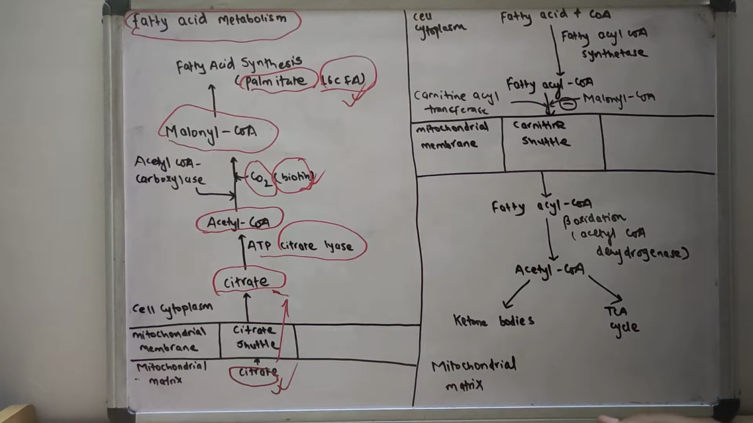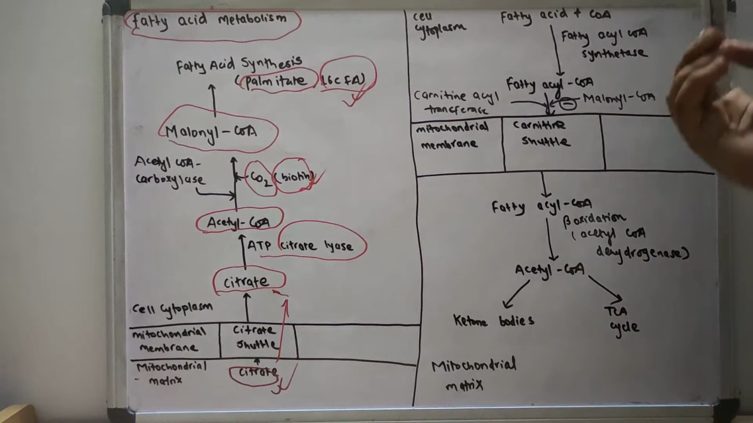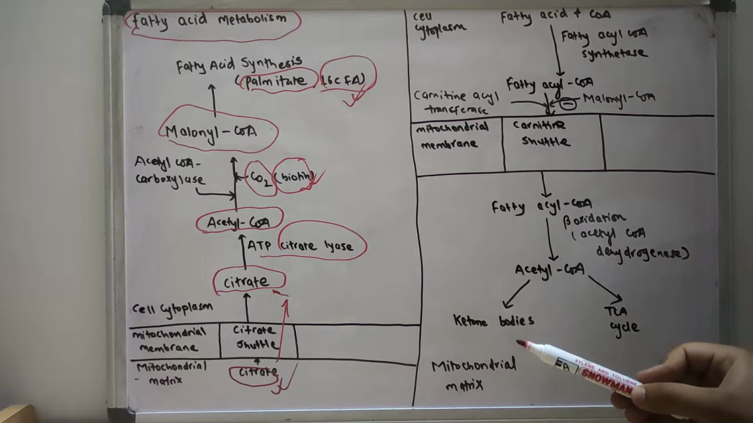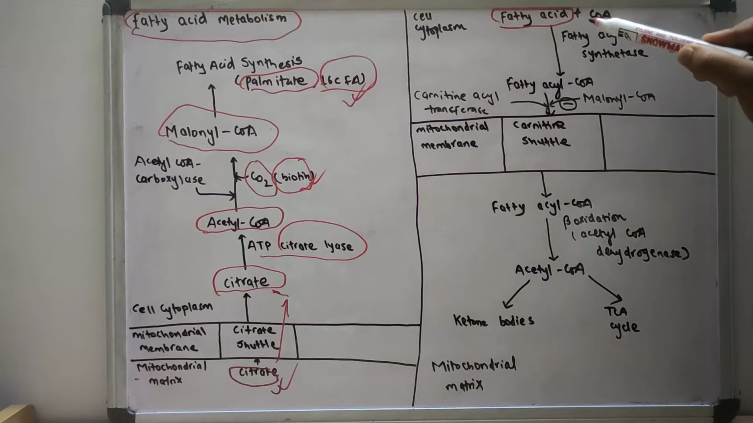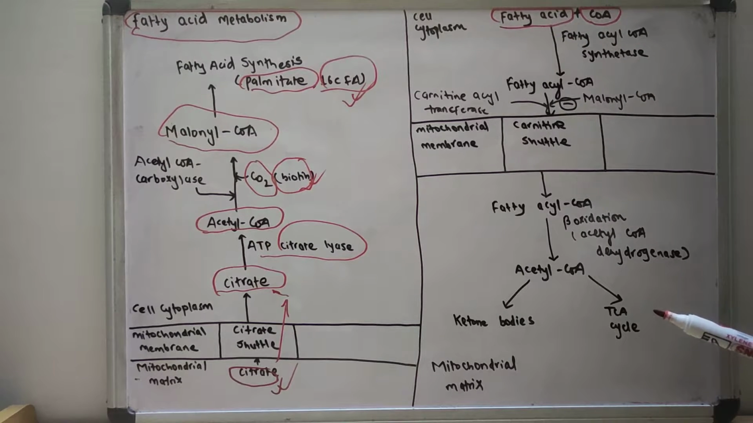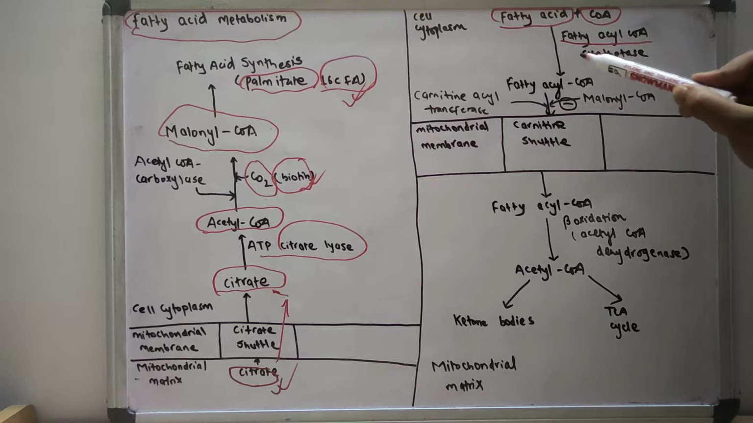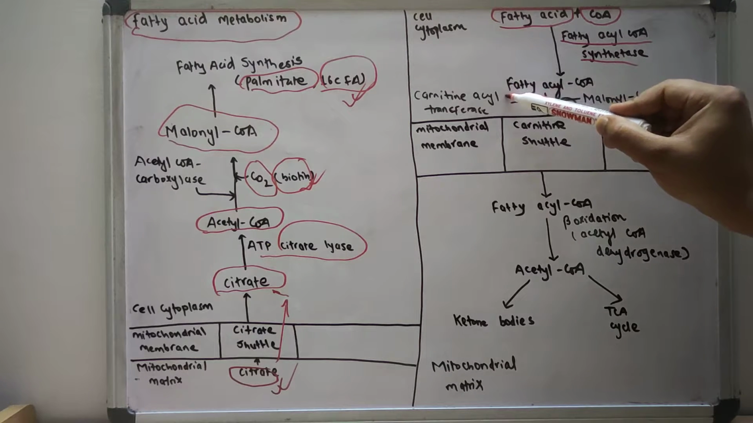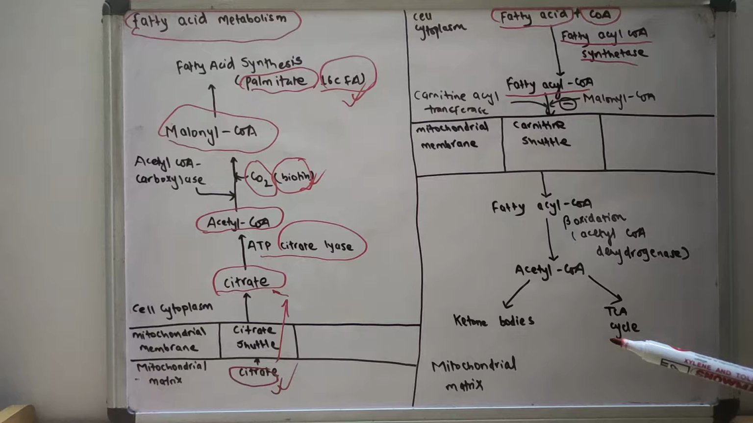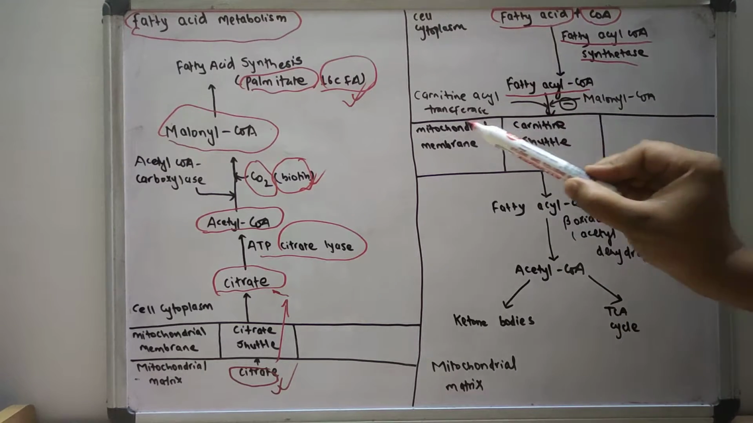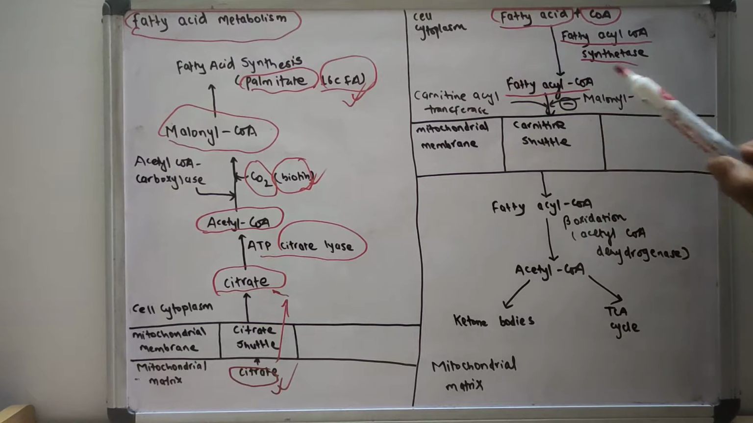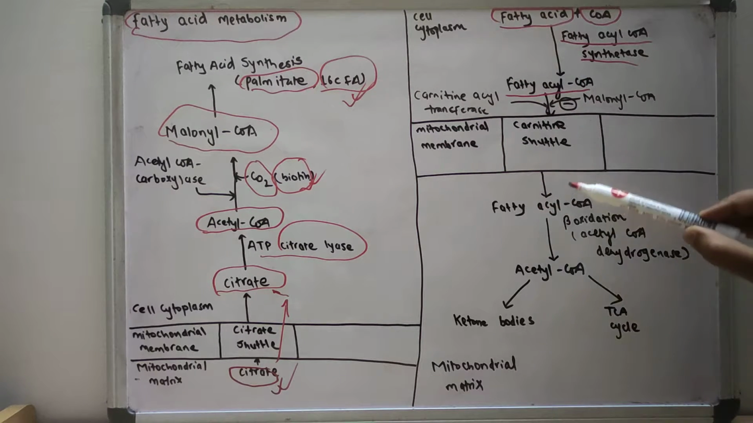So now let us talk about fatty acid degradation. You have to know that the fatty acid is degraded into ketone bodies, and the acetyl coenzyme A from the fatty acid is transported to the TCA cycle for further metabolism. So now we have fatty acid, and this fatty acid combines with coenzyme A, and with the help of fatty acyl coenzyme A synthetase, it gets converted into fatty acyl coenzyme A. And with the help of carnitine acyl transferase and the carnitine shuttle, the fatty acyl coenzyme A is transported into the mitochondrial matrix.